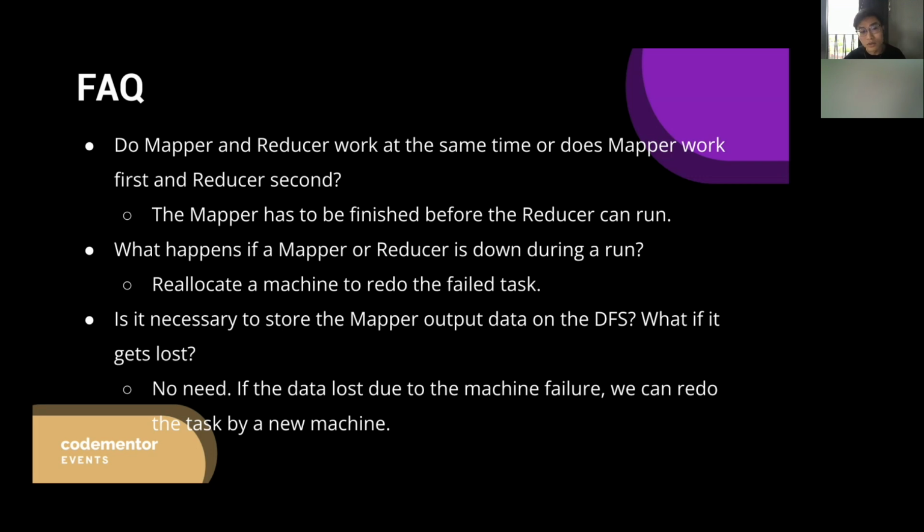Is it necessary to store the mapper output data on the DFS? What if it gets lost? There's no need to store the mapper output data on the DFS. We can simply store the mapper output, the intermediate output, in the mapper machines in their local disk. Because if the data is lost due to machine failure, we can redo the task by assigning a new machine.